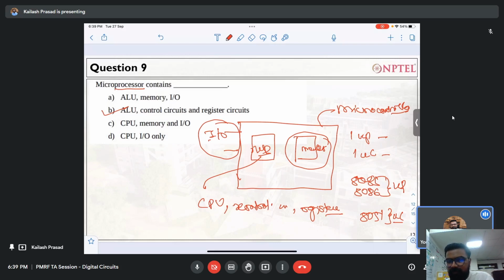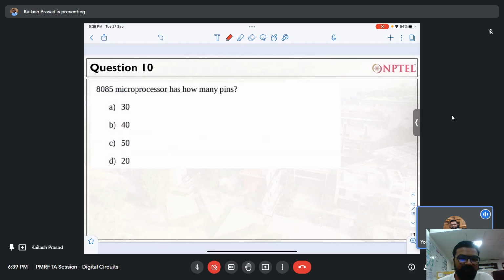While the microprocessor is the processor itself, right? Not CPU. It is the processor itself. In the processor, you will have ALU, control circuit, and the register circuit. So I hope you got the question. Now moving to the next part. Again, a very simple question.